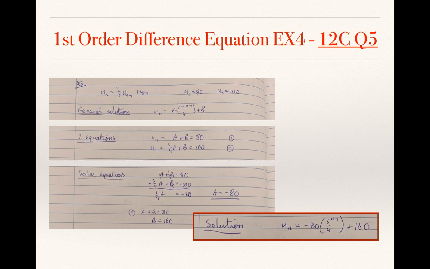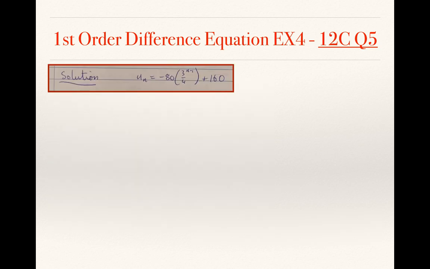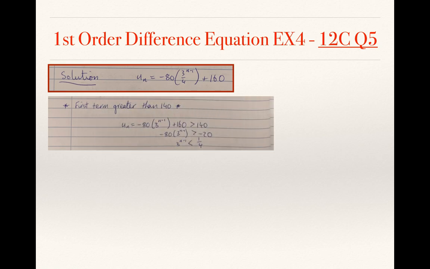And then the final thing that I'm looking to do is find which term in the sequence is the first to be greater than 140. So that's what we want to focus on here. So if the first term is greater than 140, we're looking for the n value that the u of n is greater than 140. And the u of n there we have on the top box with the red outline in it. It's minus 80 by that thing in brackets plus 160.